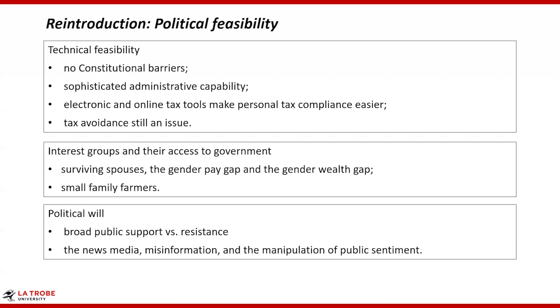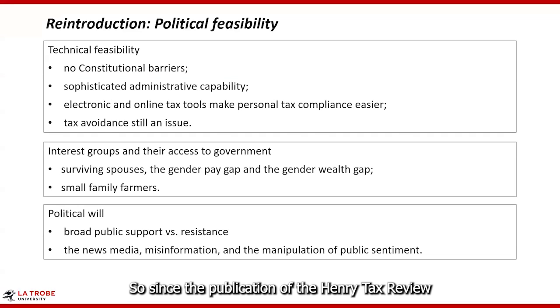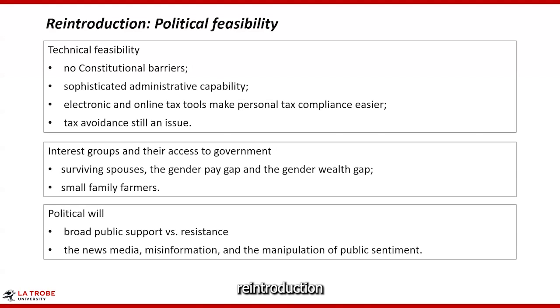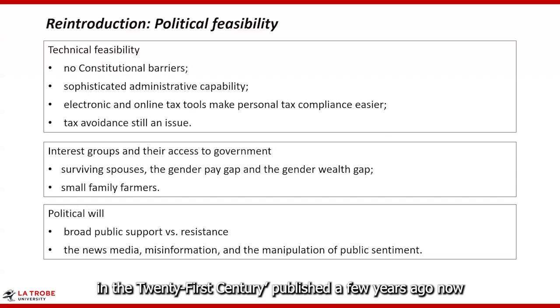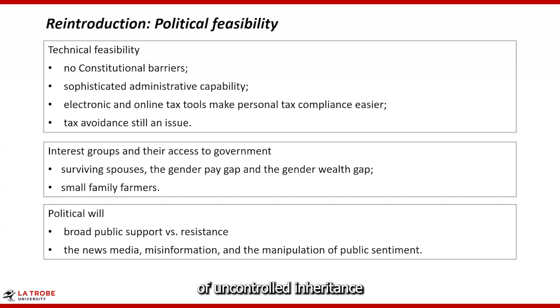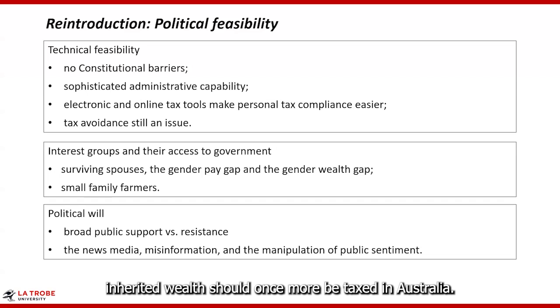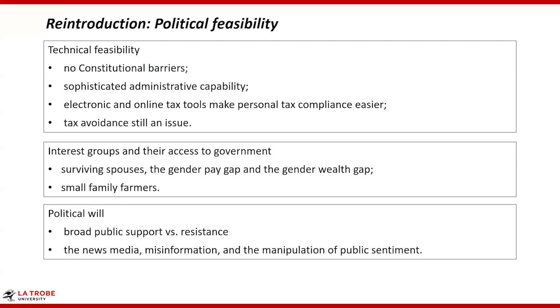And here we are with lots of public attention to the battery introduction. So since the publication of the Henry Tax Review, there has been a measurable increase in calls for the introduction of inheritance taxes in Australia. Many of these come from academic economists who cite both economic principles and the bad effects of growing economic inequality. Thomas Piketty's book Capital in the 21st Century, published 10 years ago now, also drew attention to the bad effects of uncontrolled inheritance, and Piketty himself suggested that inherited wealth should once more be taxed in Australia.